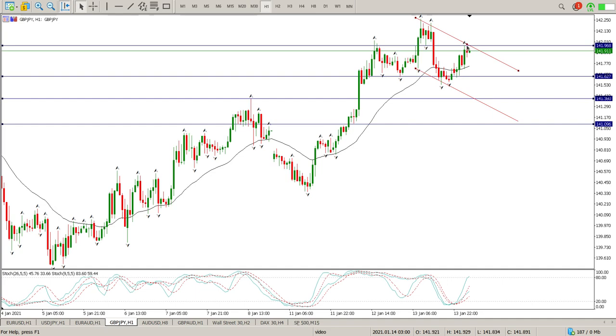But if this rejection is successful, I would look for a deeper pullback down to one of these 2 levels, and then watch what price does. So that's 141,380 and 141,096. That's the area that I'd want to see us come back into.